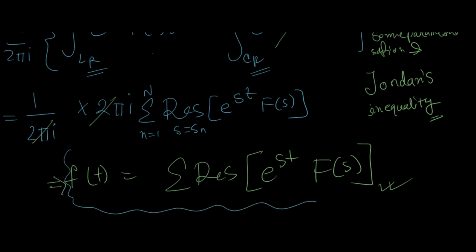That means you have some f of s, some function already given to you that has a finite number of isolated singularities. You just pick up some e to the power st and then you calculate the sum of the residues. That means the sum of the residues for all the isolated singular points. So that's the theory.